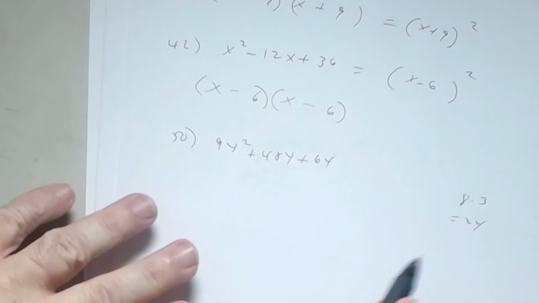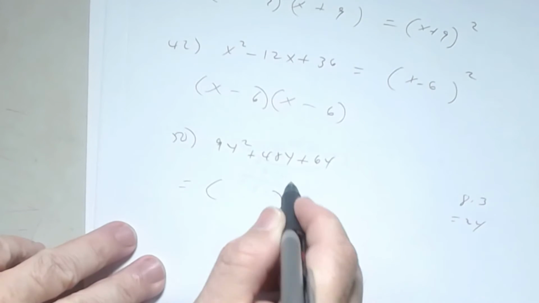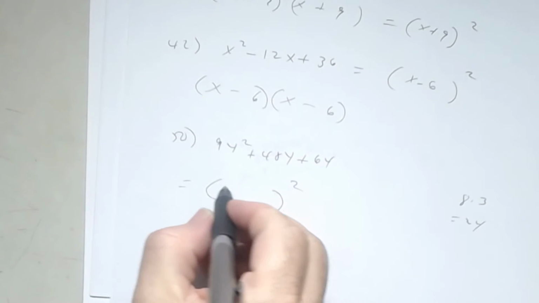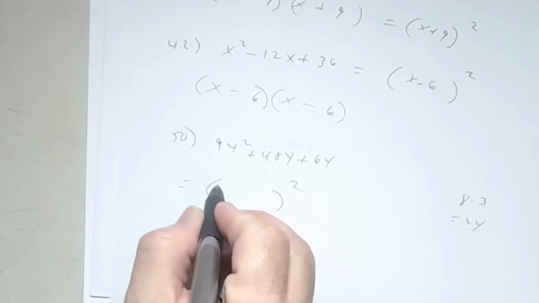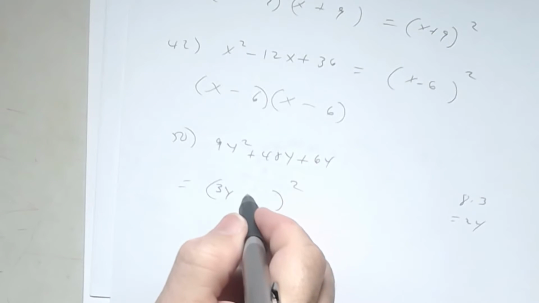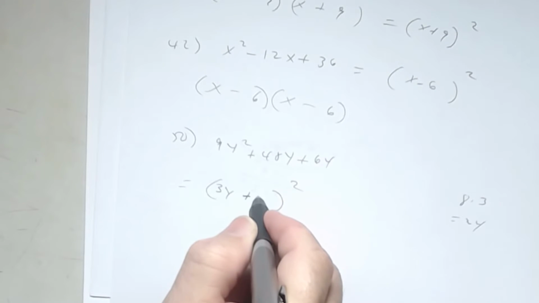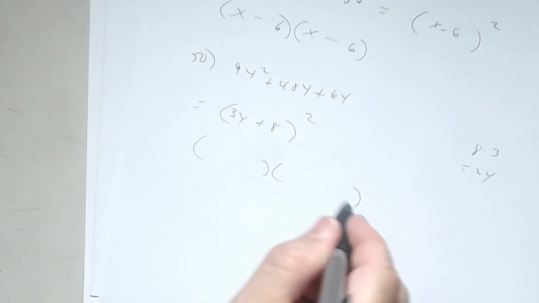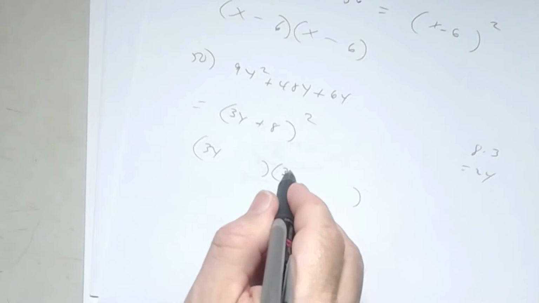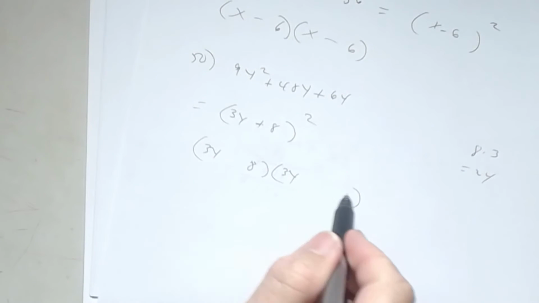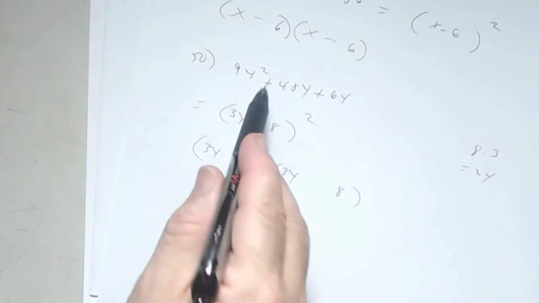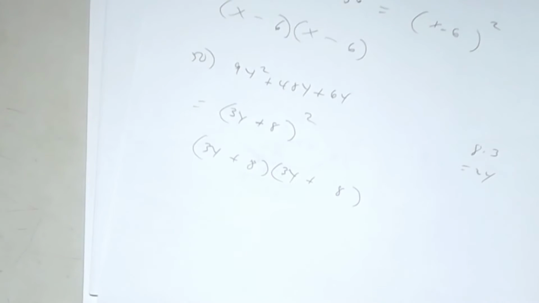So what that means is that I'll be able to factor this as a binomial times itself. And so you know right away what it is. What's this first term? 3y. And what's the last term? 8. And it's plus 8, right? Yeah. And there's your answer. So 3y plus 8 squared. Now if you did trial and error, you would have said 3y times 3y, 8 times 8. The last sign's positive, so they're both the same, and they're both plus, like the middle. There you go.